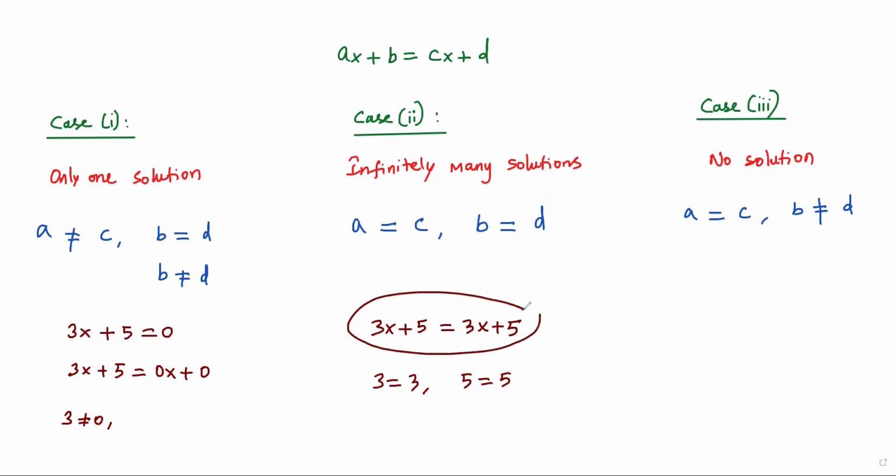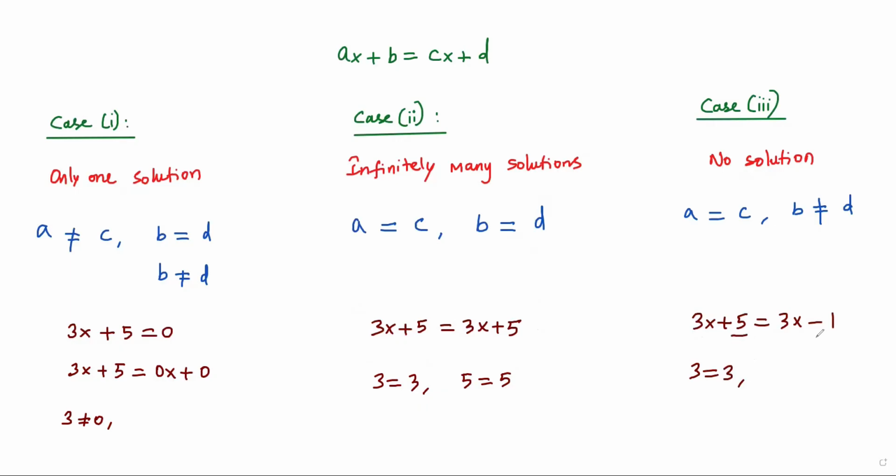So this linear equation has infinitely many solutions. Okay, now let me consider case 3, that is 3x + 5 = 3x - 1. Here the coefficient of x on the left side is 3, the coefficient of x on the right side is also the same 3. So 3 equals 3.